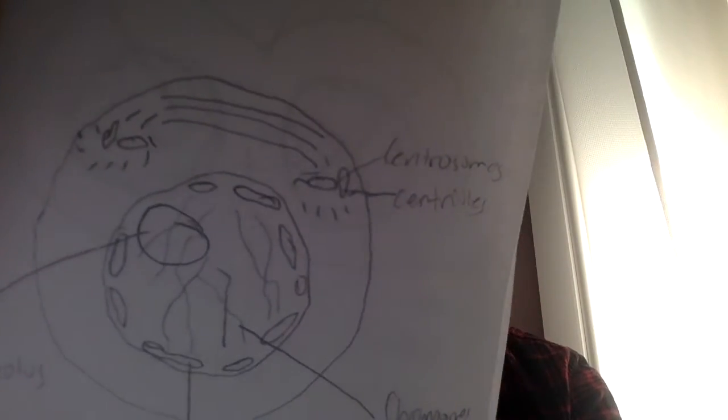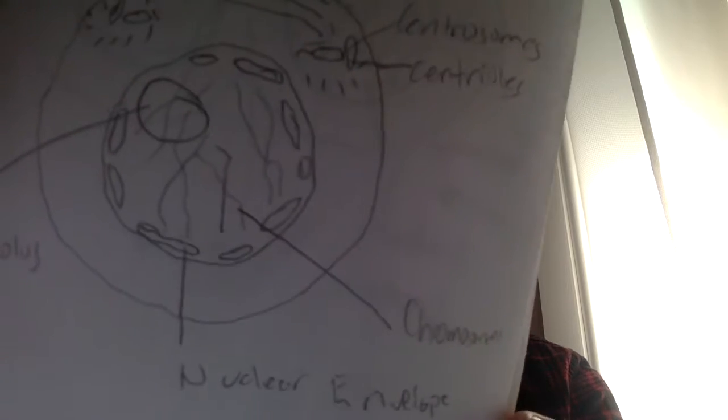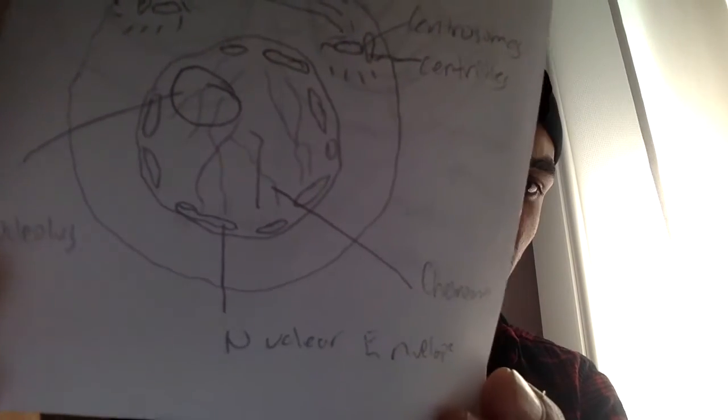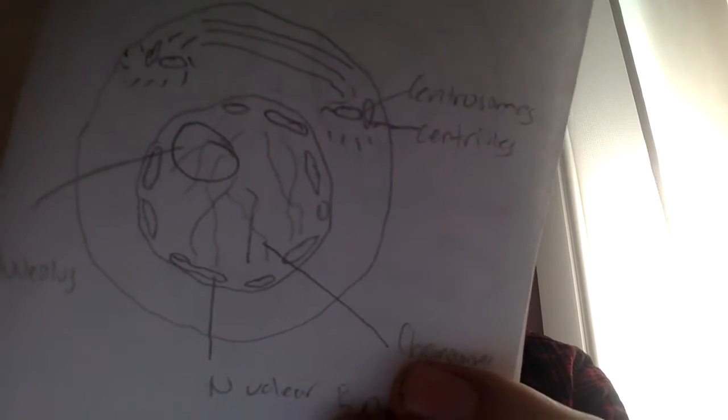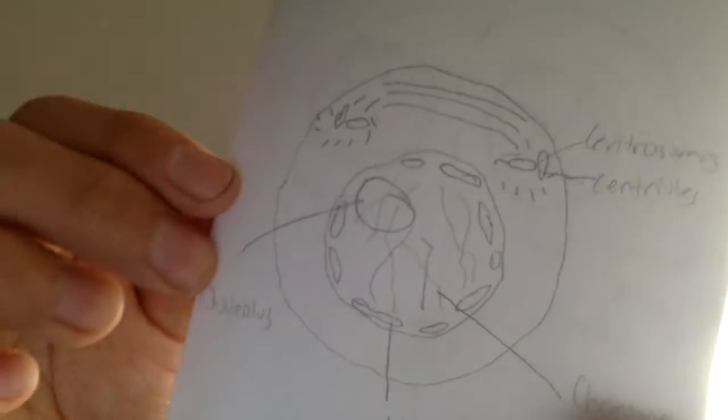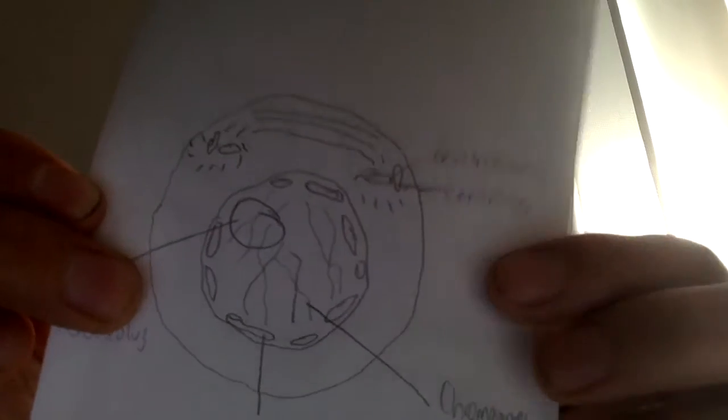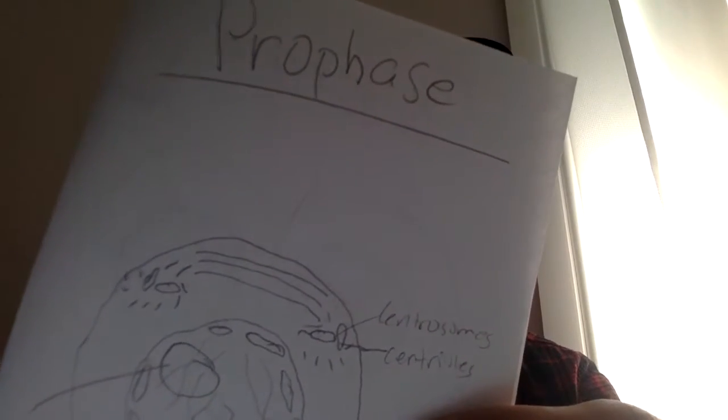So now I'm going to break it down and go to the other side, which is prophase. So here's a photo of prophase. You see here, stuff has, of course, broken down. And you see the nuclear envelope, you see the chromosomes forming from the chromatin, of course, the nucleolus, and then the centrosomes and the centrioles on top.